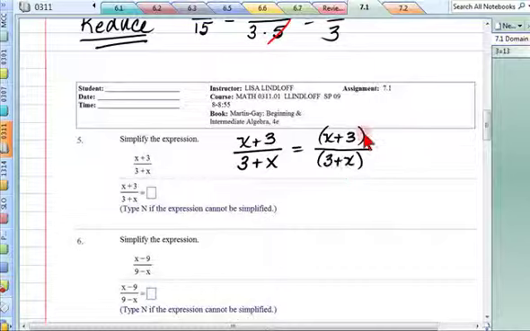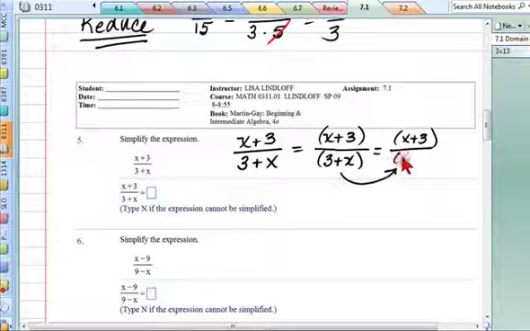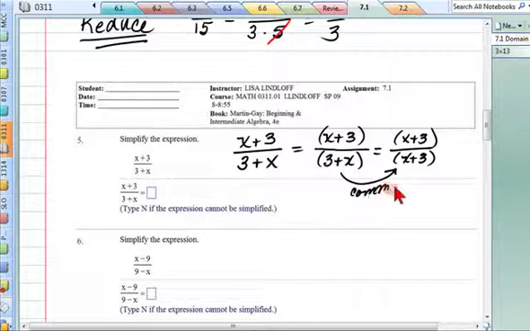Okay, so I can't reach in here. Well, is x plus 3 the same as 3 plus x? Those of you who had 307 recently, do you remember what property says x plus 3 is the same as 3 plus x? The commutative property. Yay. Okay, somebody remembered. So x plus 3 is the same. This 3 plus x could be written as x plus 3. They are the same. That was the commutative property.